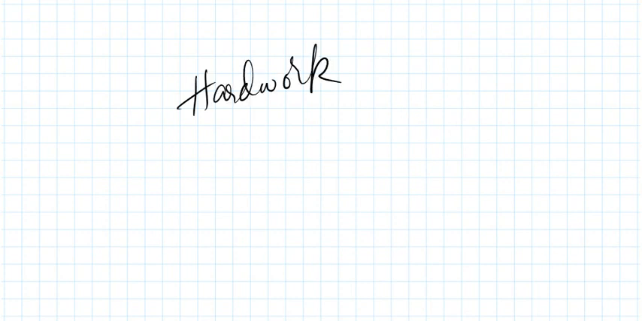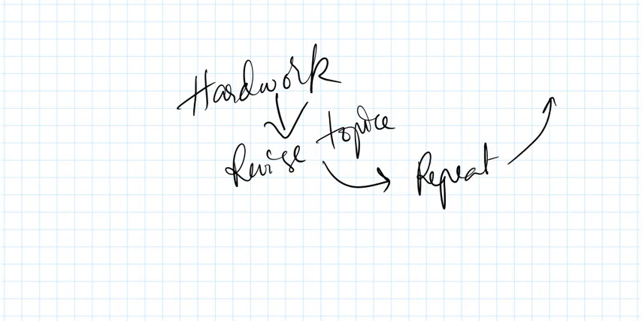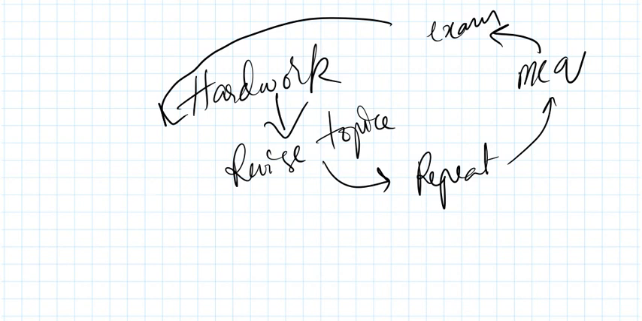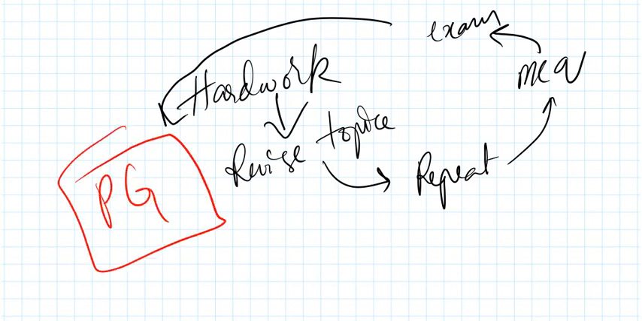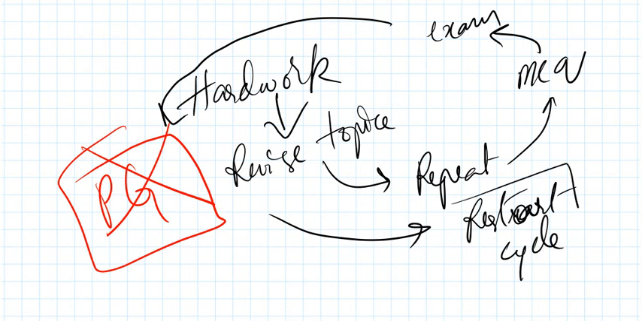You revise the topics which I explain here. You repeat them. You do the MCQs. You go for the exam with confidence, you write the exam perfectly, and finally you come out with flying colors, securing a good PG seat. If you did not obtain the PG seat also, no problem. Restart the cycle once again. Restart the cycle. That's as simple as that.